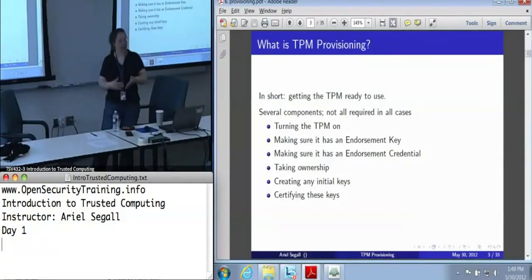We may, in some cases, want to create an initial set of keys. This is not a required part of provisioning, but in an awful lot of enterprise use cases, we might like to make sure that, say, every machine on our network has one identity key, or at least one signing key, and so forth. And we need to make sure that any keys we do create are certified so that we have some reason to trust them.